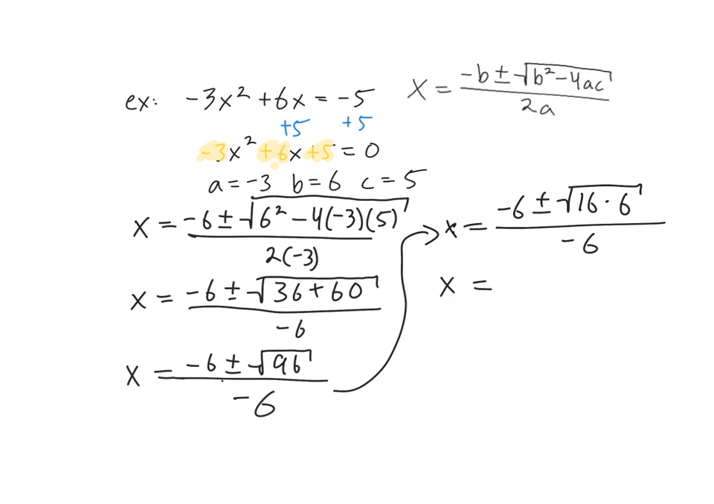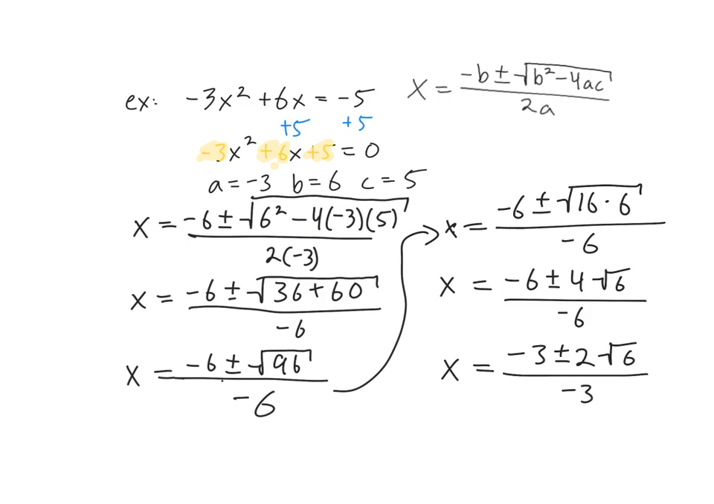Okay. Well, that's going to simplify. We can take the square root of 16. That's going to be 4, and we're left with the square root of 6. Okay. At this point, I can see that I can divide each term in the numerator by 2, and I can divide the denominator by 2. So that's what I'm going to do. I'm going to get x equals negative 3 plus minus 2 square root of 6 over negative 3.